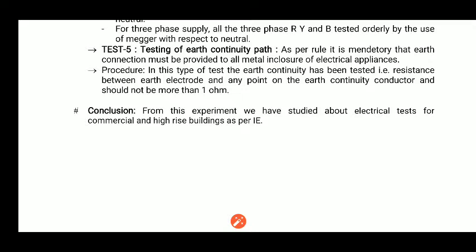After completing this video, finally we have discussed the electrical testing of commercial and high-rise buildings, also known as the testing of electrical installation. When we complete the electrical wiring and electrification work, this method is also carried out. It is one of the most important things, the testing of electrical installation.